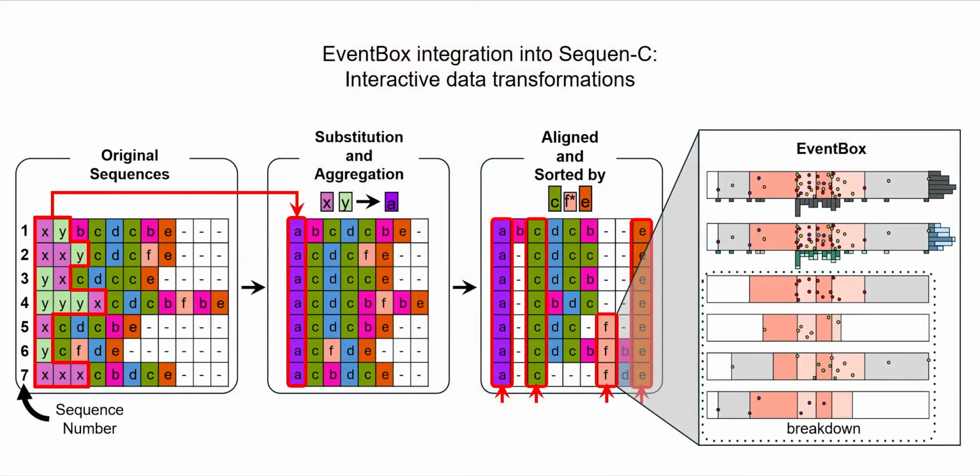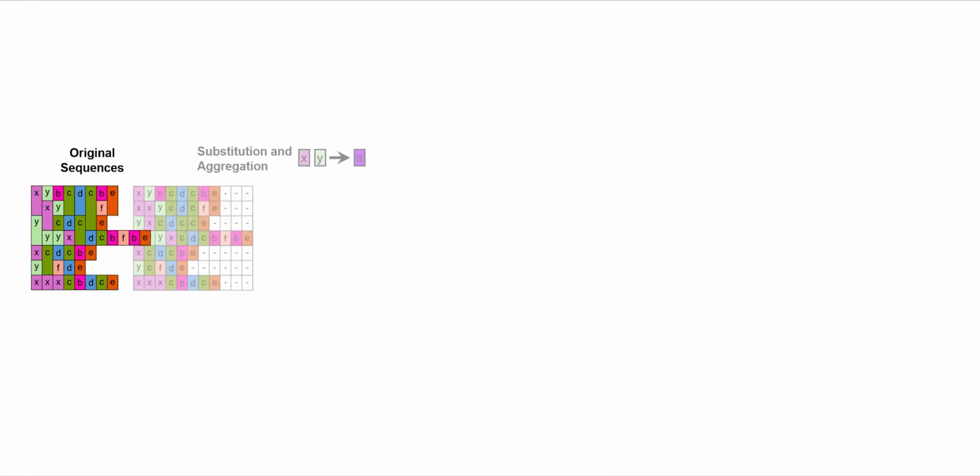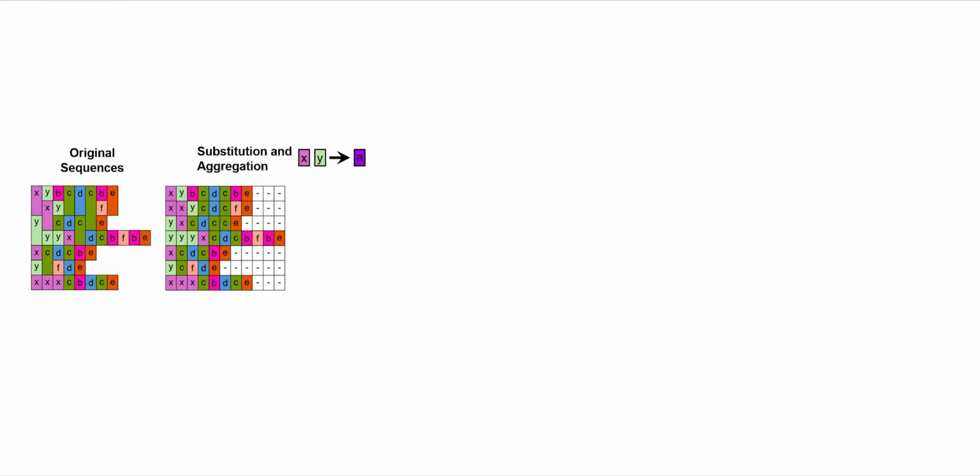The data encoded in an event box can be the result of interactive transformations, such as substitution, aggregation, alignment, and sorting. We will now show an example of these transformations to enable the agile creation of event boxes. This example starts with 7 sequences and uses these transformations to study further event F. As an example of substitution and aggregation, we want to replace and group the events X and Y by the event A.